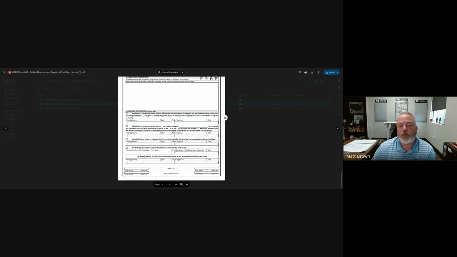If the sellers refuse to fill out the form completely, they would check this box and then sign here. And if this part is they refuse to fill out the form and they allow the real estate agent to inform the buyer that, hey, we're not filling this form out.